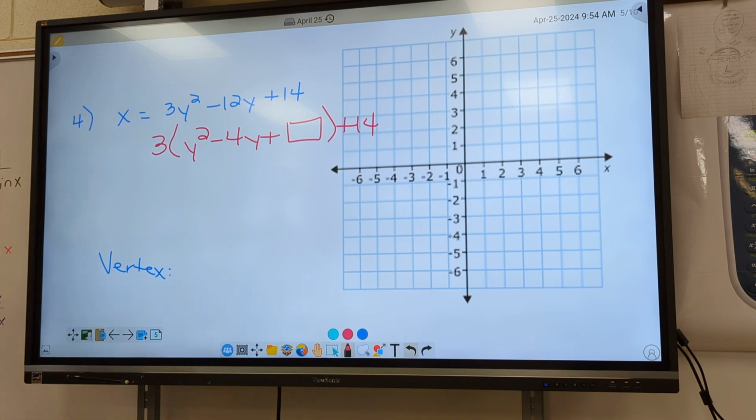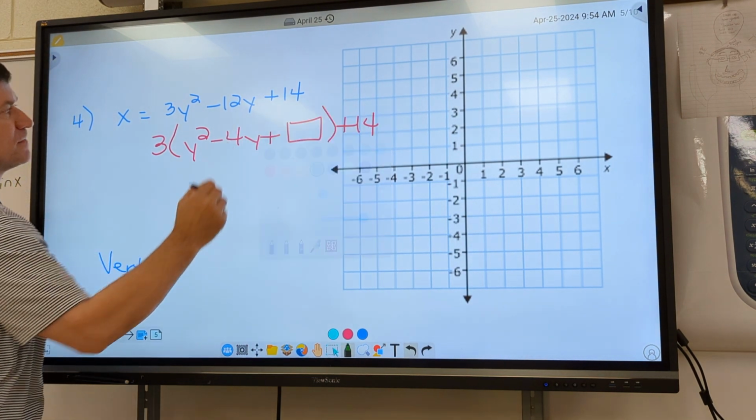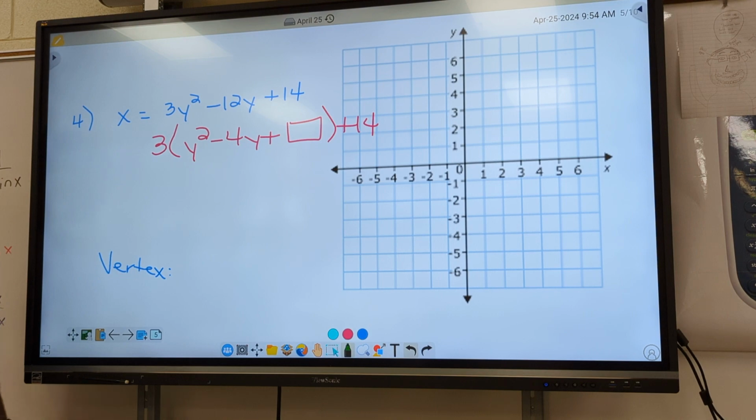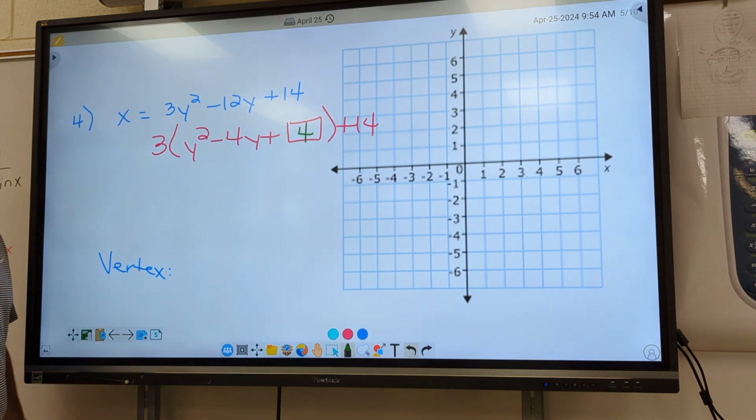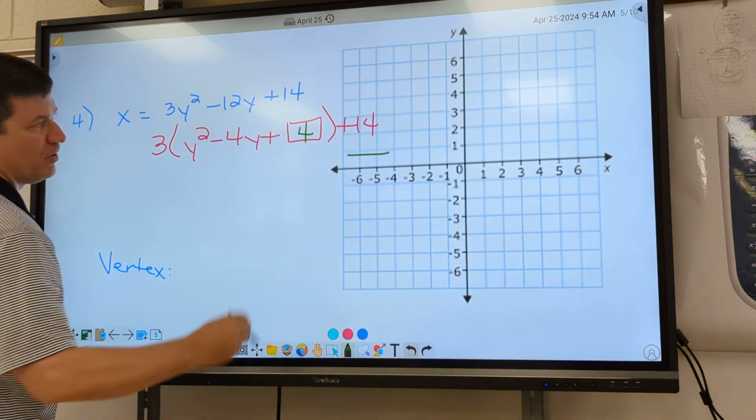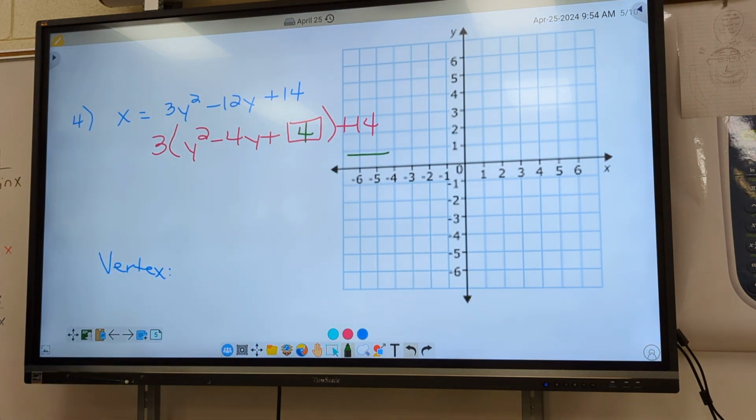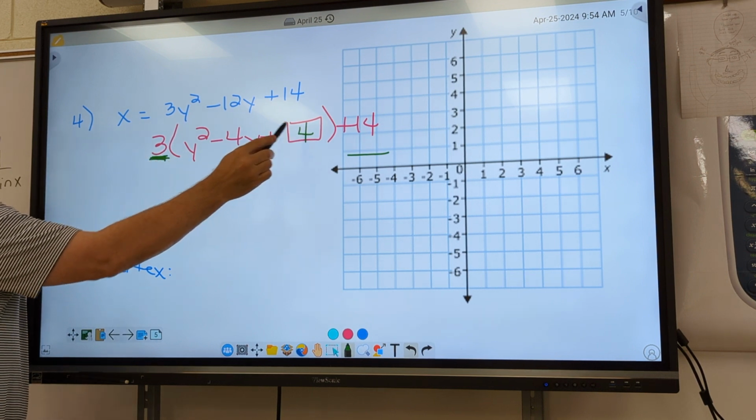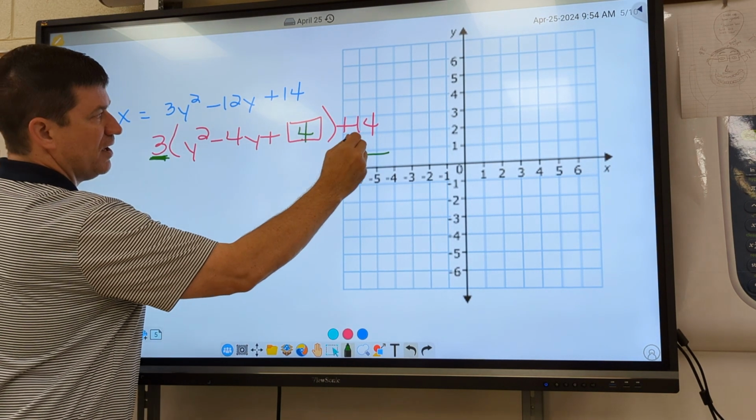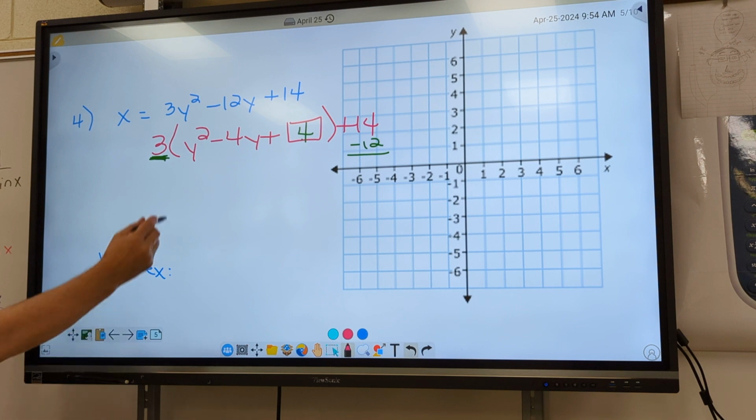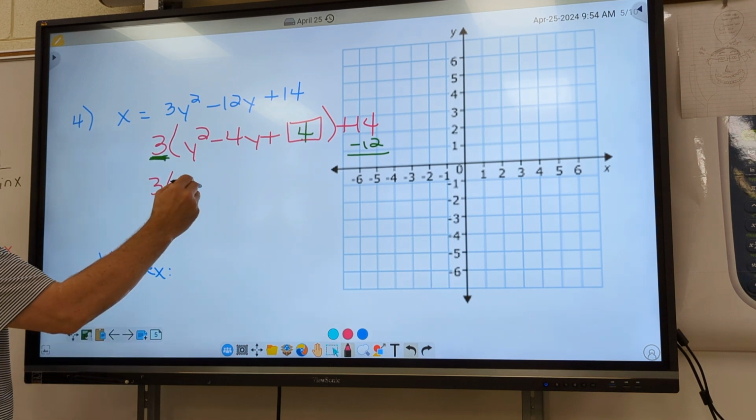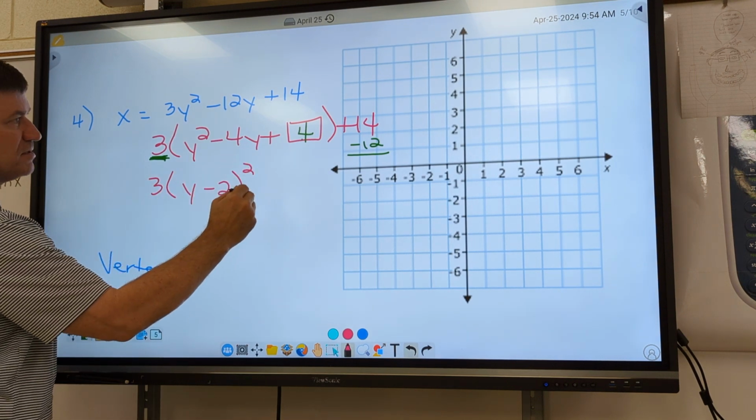All right, what goes in the box on this one? Let's see, half of 4 is 2. Square it is 4. So we got plus 4 right there. How about over here? What goes outside the parentheses? Good. Remember, if you got a number out front, you got to multiply. 3 times 4 is positive 12, so we got to put a negative 12 out here. All right, and everything else should be easy.